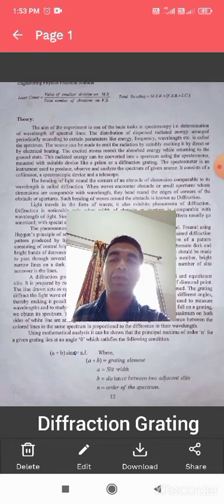Then we have the formula. The condition of maxima for the bright band is (a plus b) sine theta is equal to n lambda. A plus b means what? Grating element. Okay. A plus b is called the grating element, which is the reciprocal of the total number of lines on the grating. That is 1 upon N in terms of centimeter. In terms of inch, it will be 2.54 divided by the number of lines, because 1 inch is equal to 2.54 centimeter. Okay.